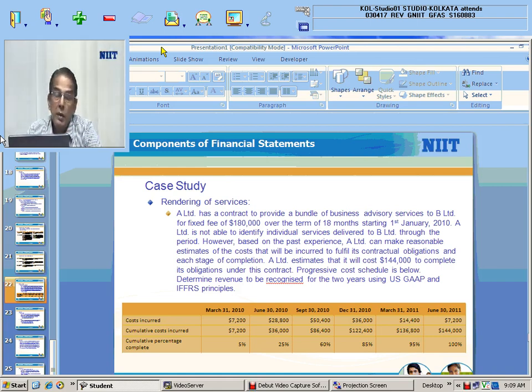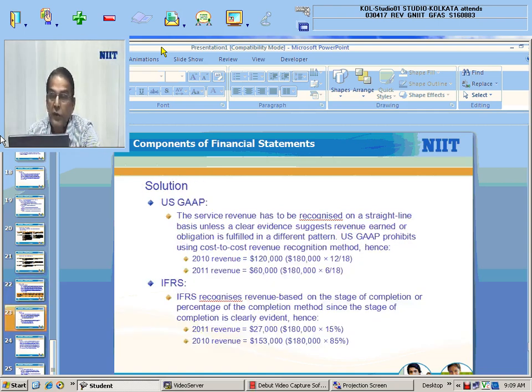So how will revenue be recognized during these 2 years? Under US GAAP, service revenue has to be recognized on a straight line basis unless clear evidence suggests revenue is earned or the obligation is fulfilled in a different pattern. So unless there is clear evidence of a different pattern, service revenue has to be recognized on a straight line basis. So US GAAP prohibits using the cost-to-cost revenue recognition method.